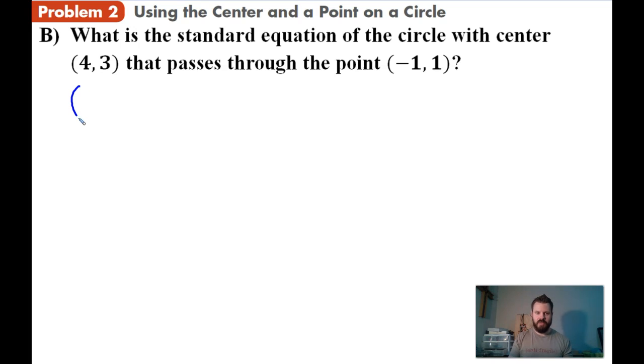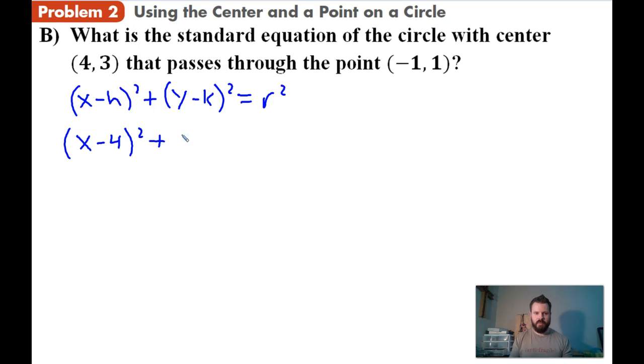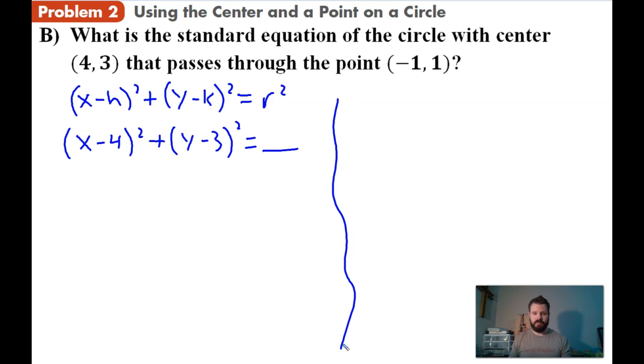All right, so once again for B, we've got to fill in x minus h squared plus y minus k squared is equal to r squared. Filling that in, we'll have x minus 4 squared plus y minus 3 squared is equal to the radius squared, which we're not given. To find it, though, I can use the 2 points, the center and the point on the circle. We can use our distance formula.